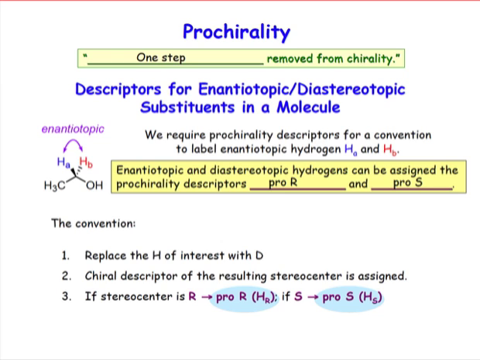So for instance, looking at the example here of enantiotopic hydrogens HA and HB, replacement of HA with a group of higher priority, such as D, will lead to one enantiomer of product. Replacement of HB with that same group will lead to the opposite enantiomer of product. And the hydrogen that leads to the R configuration is called the pro-R hydrogen. The hydrogen that upon replacement leads to the S configuration is called the pro-S hydrogen. And it's this property of prochirality, being one step away or one replacement away from being chiral, that allows us to distinguish the two hydrogens on spatial terms.